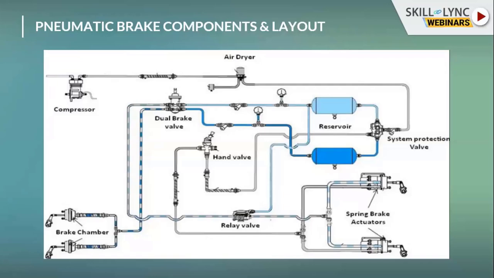So on pressing the foot pedal, which will be connected to the dual brake valve, the air pressure from the two blue color reservoirs will come near the dual brake valve, and it will flow through the hoses to the brake chambers for the front axle and the rear axle, and it will push the slack adjuster and apply the brake. So this will be the simple working function of a pneumatic brake system.